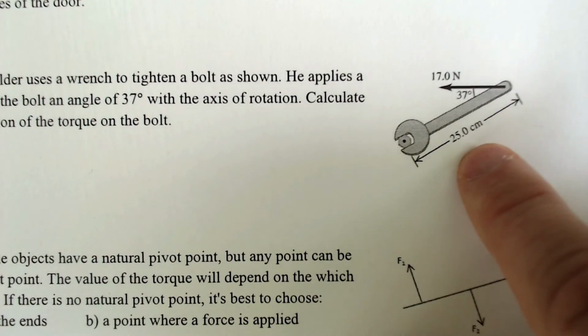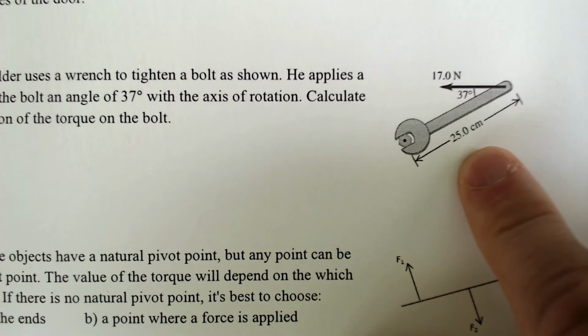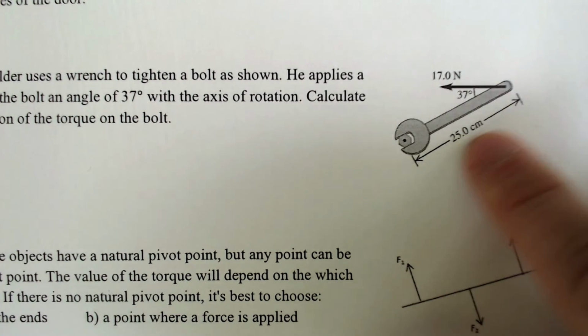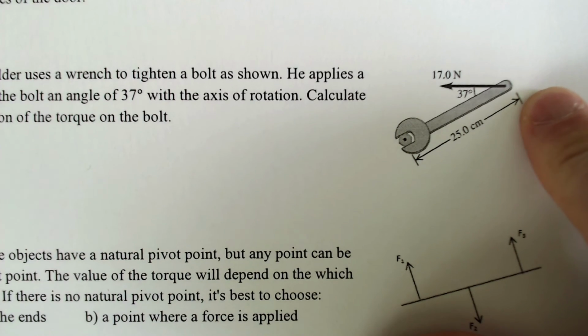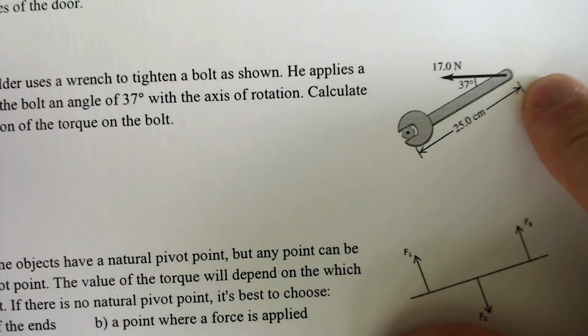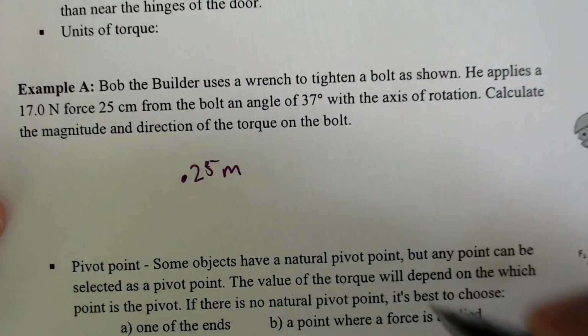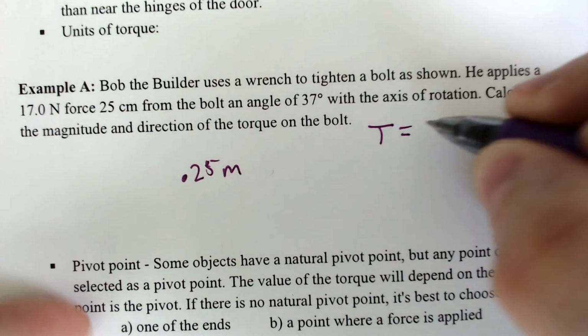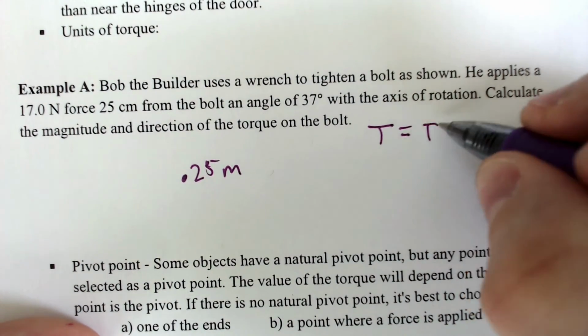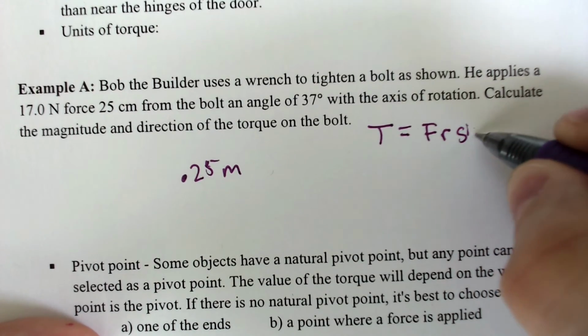Here's the diagram. The only thing difficult about this problem is that it is in centimeters. You have to turn that into meters. So 25 centimeters is 0.25 meters; in case you were wondering, you divide by 100. And then you just use your formula: torque is equal to force times the radius times sine of theta.